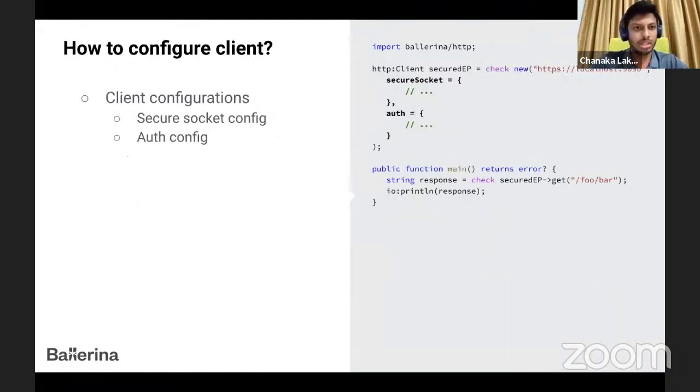Now let's see how to secure the HTTP client. Here all the configurations come under HTTP client configurations. We also have secure socket configuration where we define the transport layer security, and the application layer security will be under auth configuration.